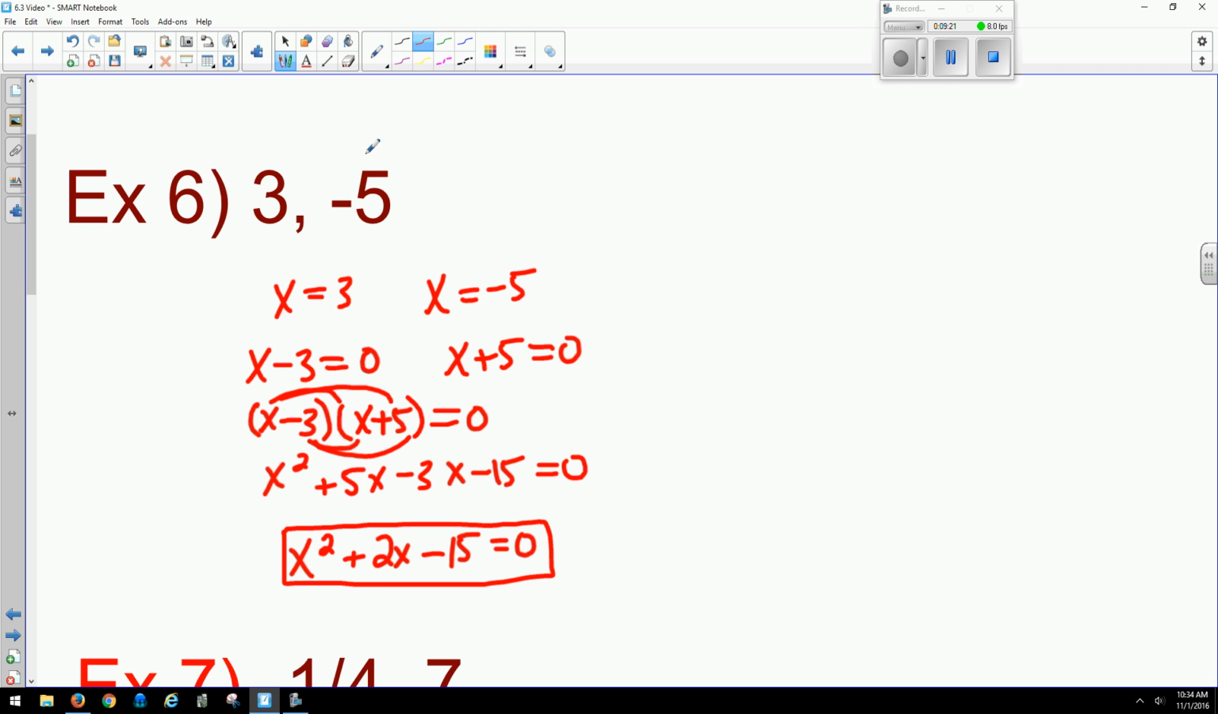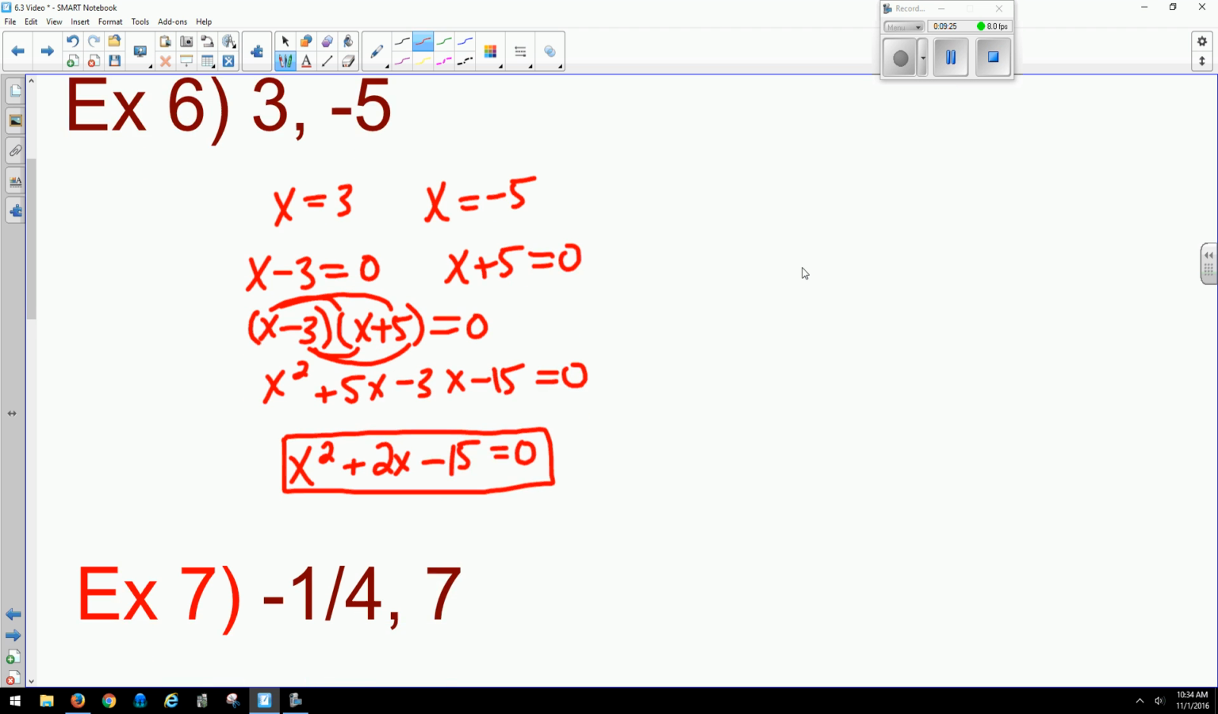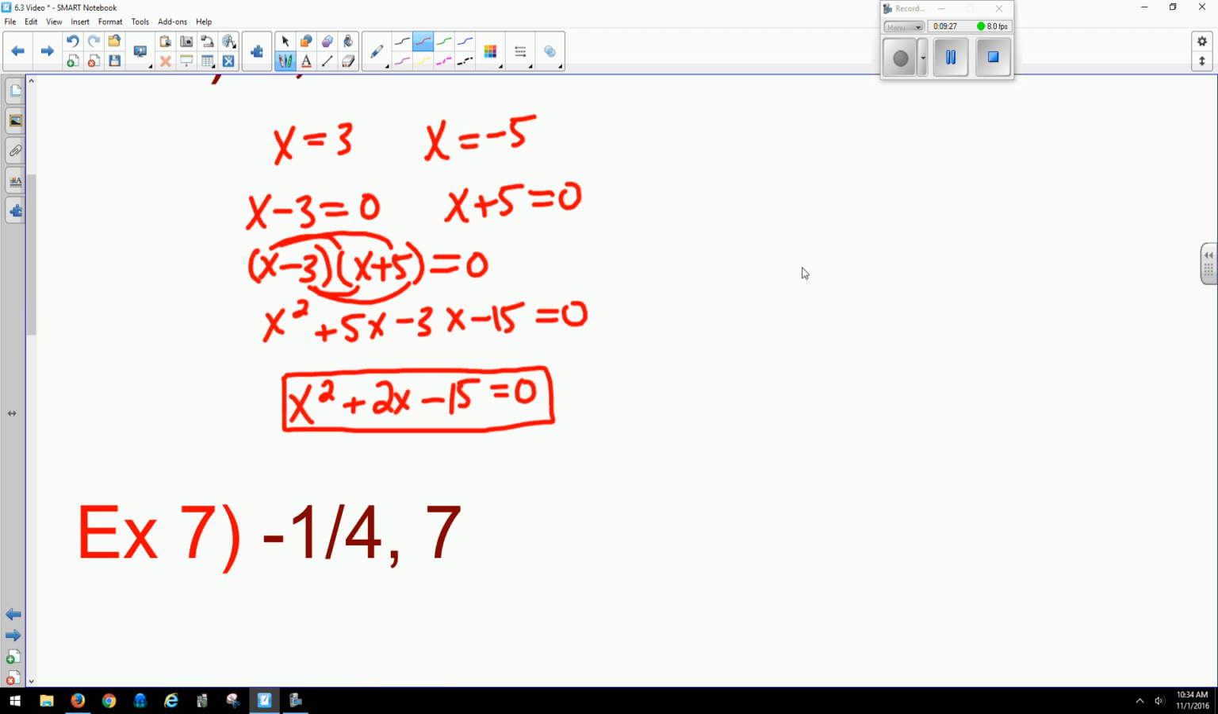given these roots. Okay, so I want you to go ahead and try number 7. You're going to follow the same exact procedure, and we will talk about this more tomorrow.